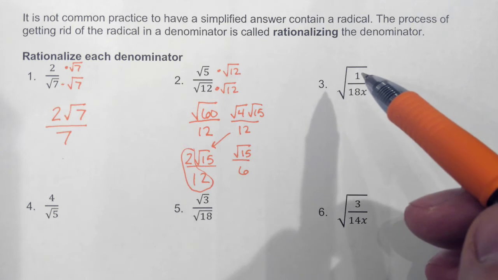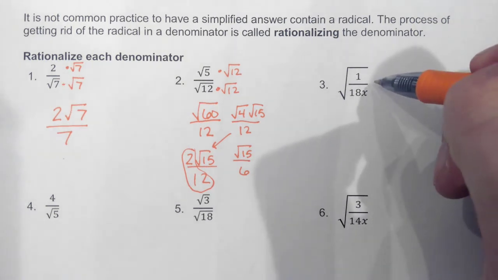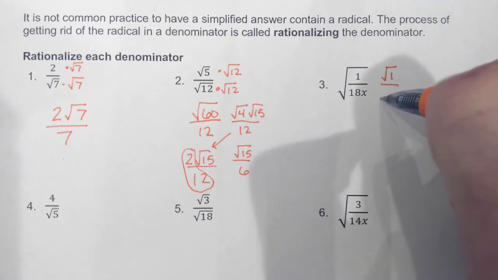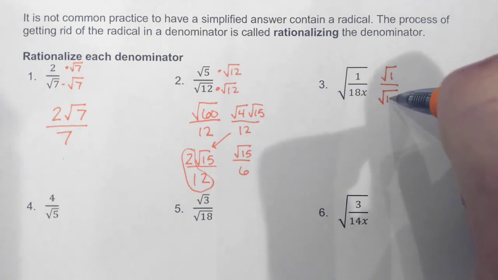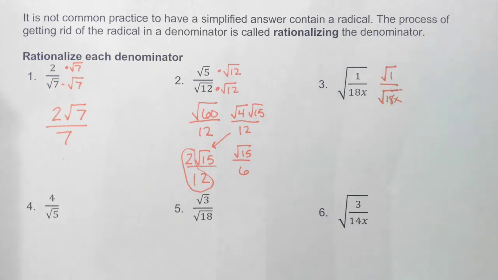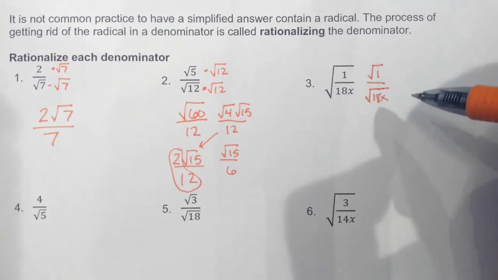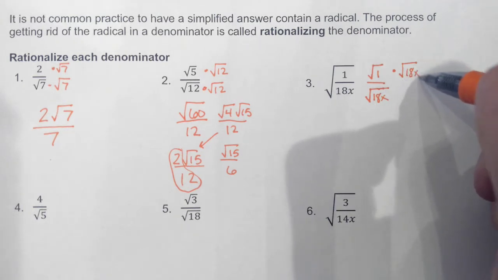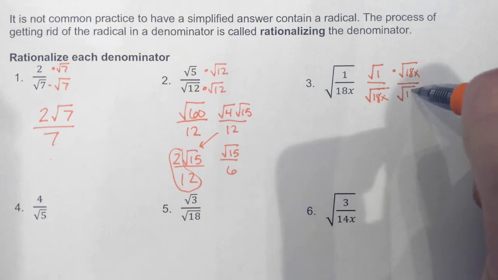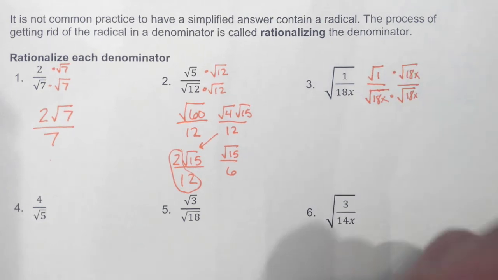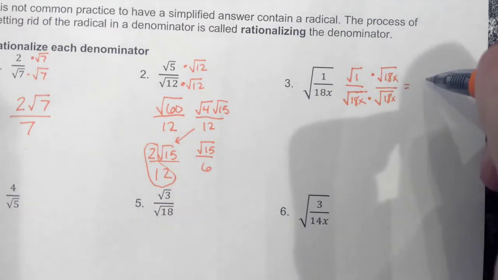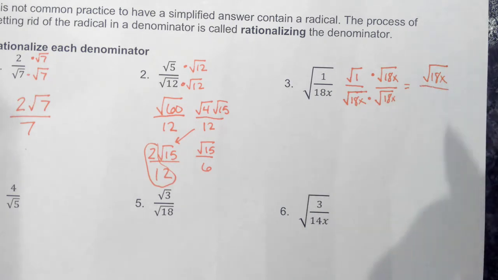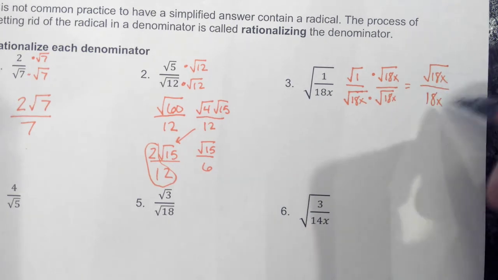Number 3, this one you'd want to separate into the 2 separate radicals. On top, you'd have the square root of 1. On bottom, you'd have the square root of 18x. And then to rationalize that, you would multiply the top and bottom by the square root of 18x. So on top, what's 1 times 18x? That's still the square root of 18x. On bottom, the square root of 18x times the square root of 18x is going to be plain old 18x.